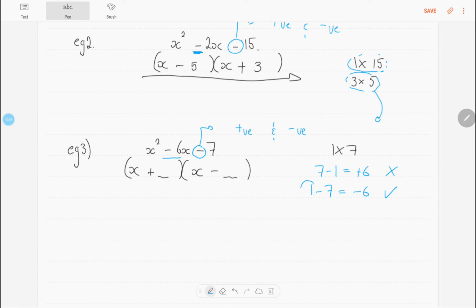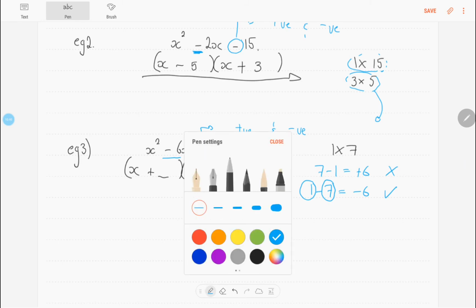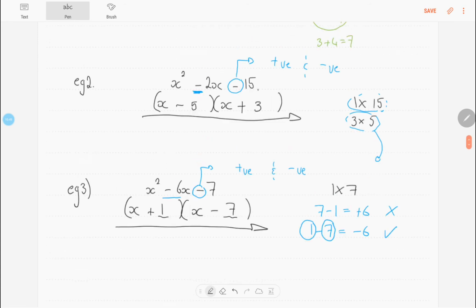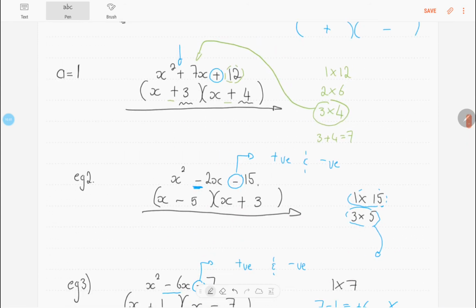Alright, so in other words, the bracket with the positive gets a 1, and the bracket with the negative gets the 7. Easy work. So the negative gets the 7, and the positive gets the 1. And we are done. Okay, great. So that's how we do trinomials when the a is a 1.